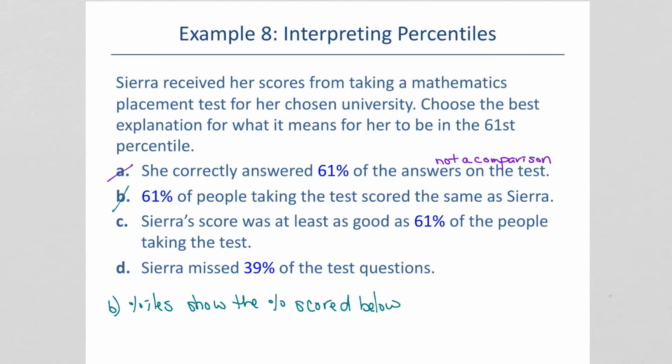I'm going to skip C. That's going to be our answer. D says Sierra missed 39% of the test questions. Again, not a comparison. So it can't be D. E says Sierra's score was at least as good as 61% of the people taking the test. Yes, she scored at least as good or better than 61% of the people taking the test.